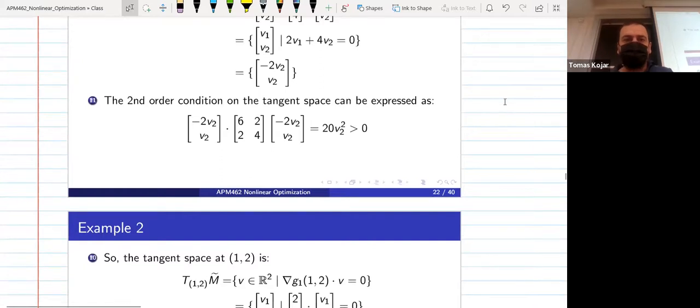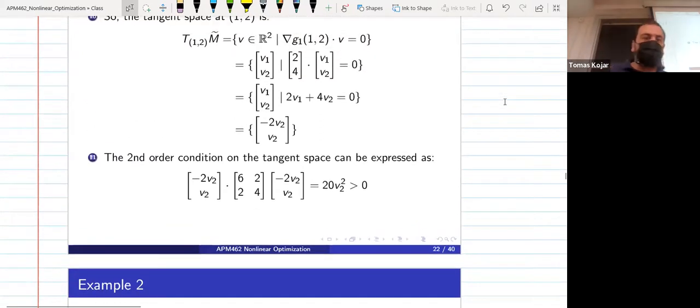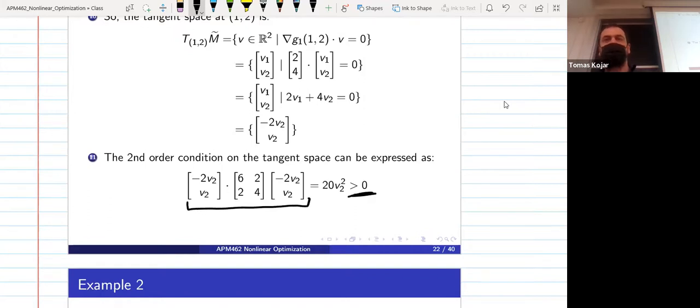And then, this was easy, but in the test, I will make sure the matrix is not positive definite in general, but only when you multiply by the tangent space, like here, you will get strictly positive.